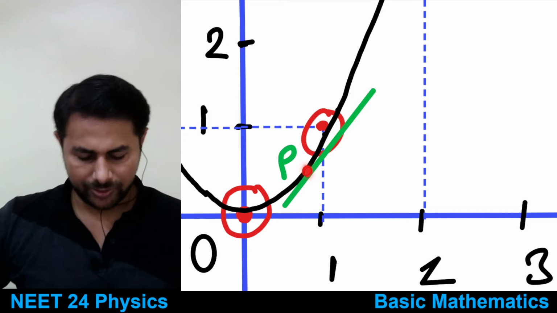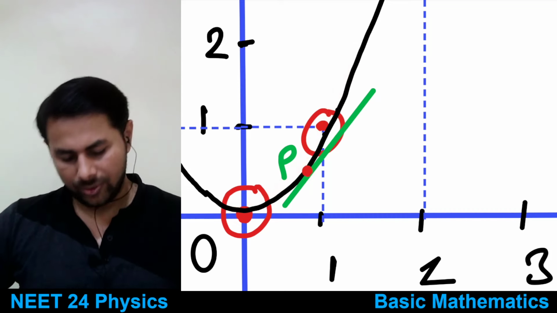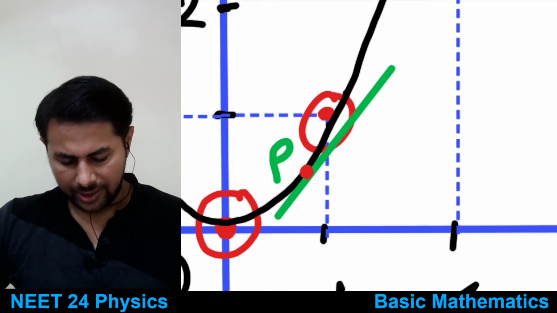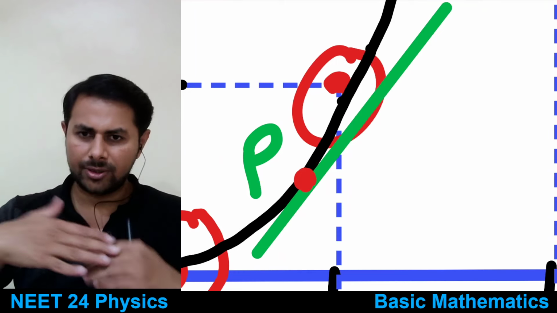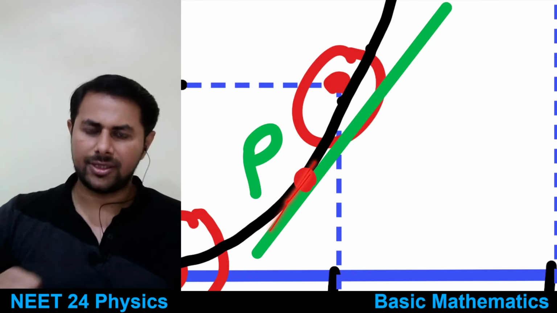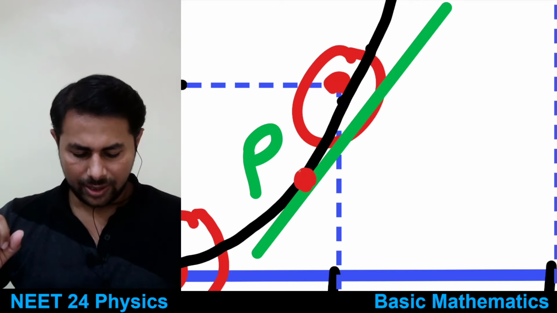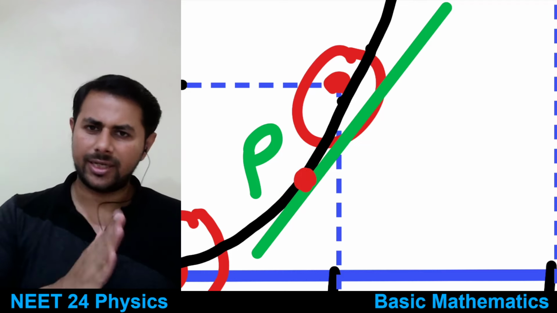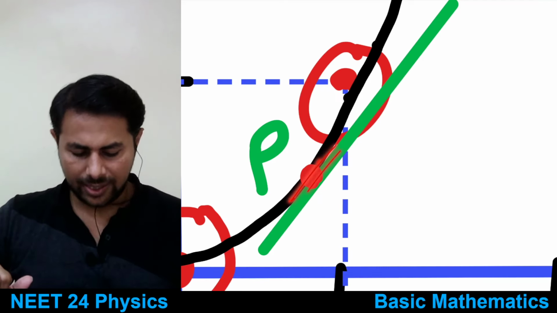So this is the point, suppose, and I want to find out the slope of this curve. So what should I do? I will draw a tangent to the curve, that will be a line. If you zoom in infinitely, the slope of the curve at that point and the slope of the tangent would be equal, because if you take a very small portion of the curve, it is like a line only. So the slope of this line and this line would be equal.